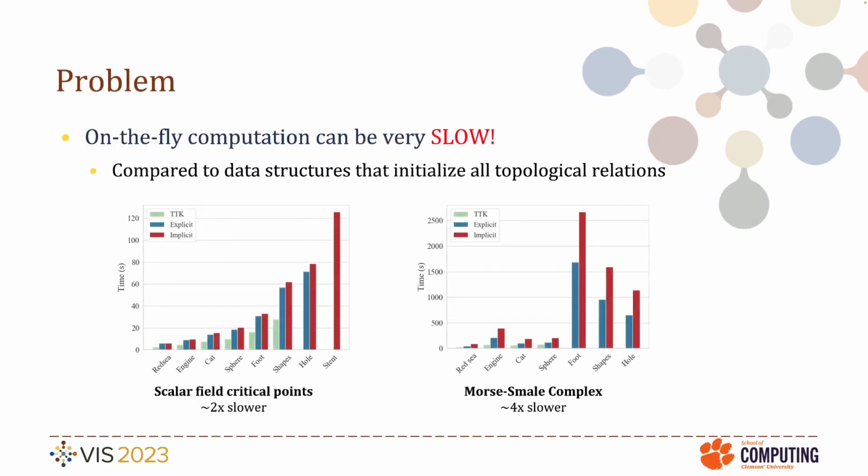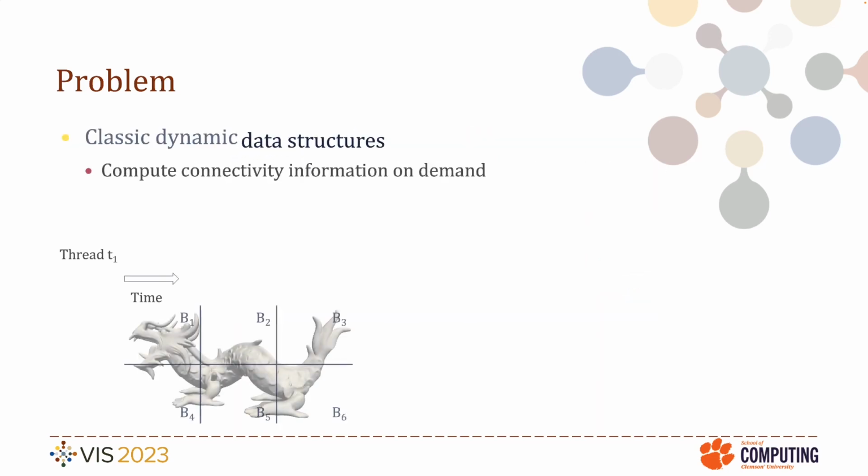However, such on-the-fly computation of dynamic data structures can be very slow when you compare it to the data structures that initialize all the topological relations. For example, it is 2 times slower on average when extracting scalar field critical points, and 4 times slower when computing the Morse-Smale complex. Why is that?